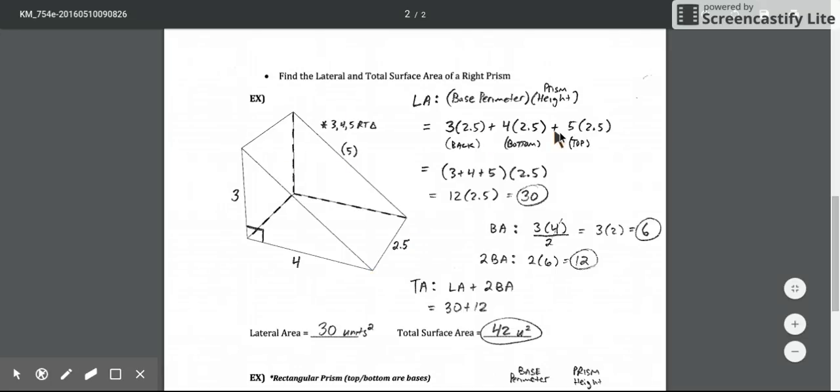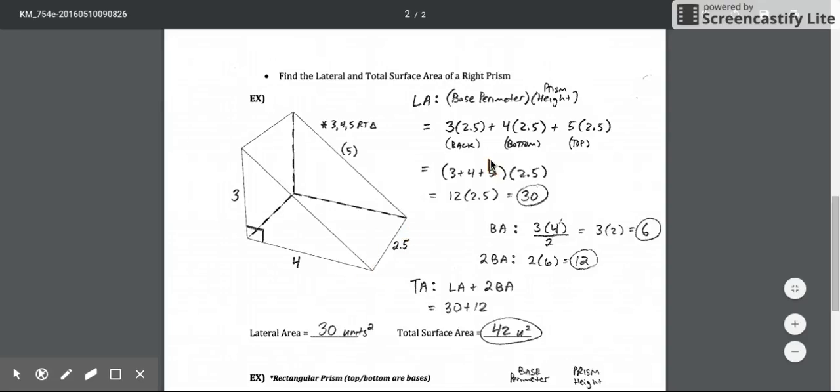Okay, so we have these 3 areas that we could find and add together, but notice that they all have 2.5 as a common factor. So if we factor out 2.5, what's left over is the perimeter of the base, or the perimeter of the triangle, 3 plus 4 plus 5. And 2.5 is the height of the prism.